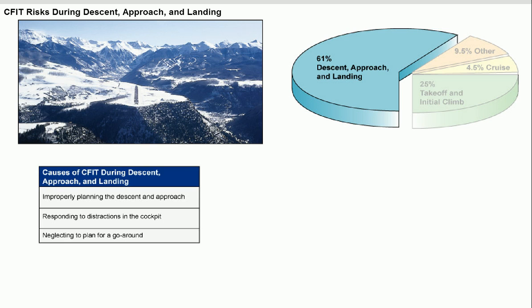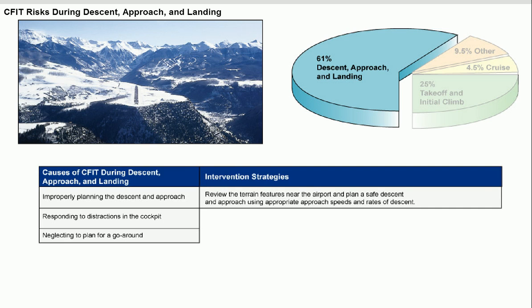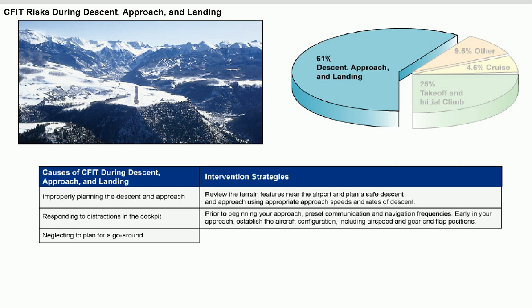To avoid CFIT events during approach and landing, during the latter part of the cruise phase of the flight, and prior to initiating the approach, review the terrain features near the airport and plan a safe descent and approach using appropriate approach speeds and rates of descent.